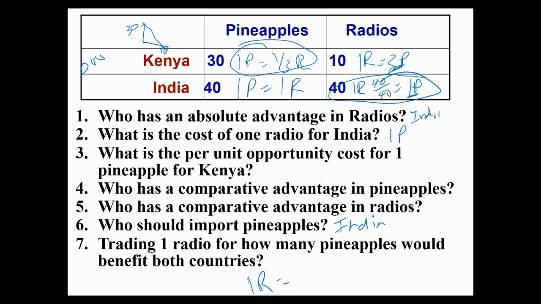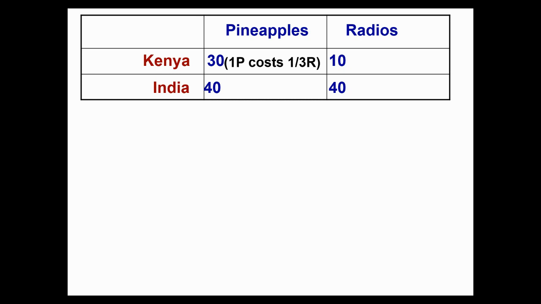But anything between 1 and 3 pineapples works, so we could just say one radio for, it's got to be greater than one, so let's say 2 pineapples, and that would benefit both countries. Both countries would be better off. So if we take a look, I actually think I did all the math on the next one. Yep, I did. So there's that math that we already went over.